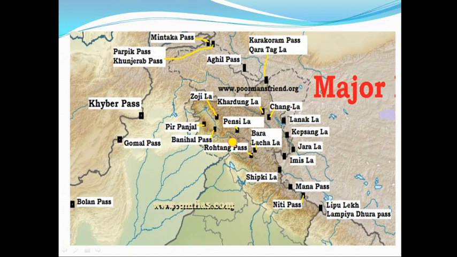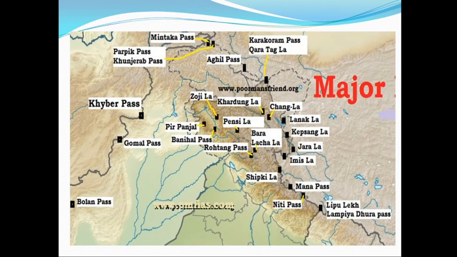Next we have Changla, which is given here. This pass connects Ladakh with Tibet. Then we have Khardung La, which is here. It is near Leh in the Ladakh range.